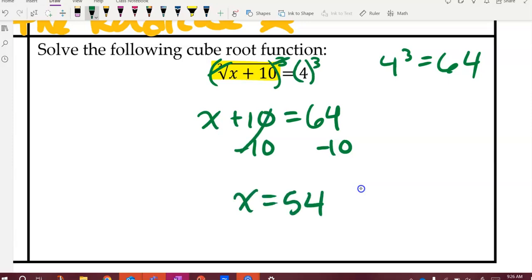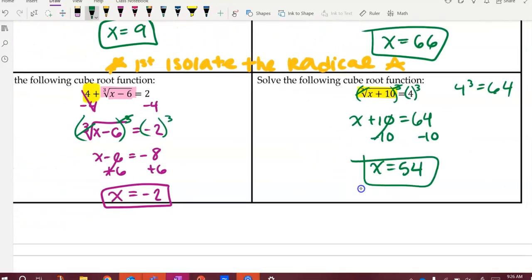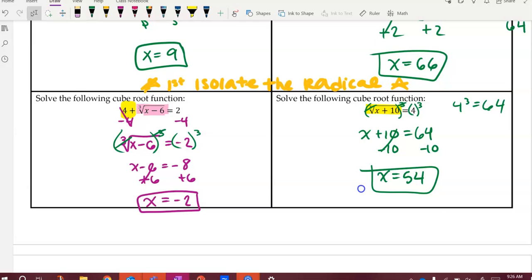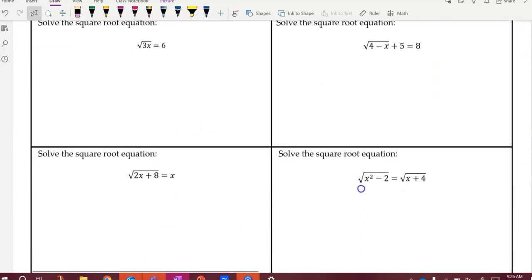Now, if you're thinking, man, these problems are pretty easy, you're right. The test problems will be pretty identical to these. Not any harder. All right, moving on to the back.